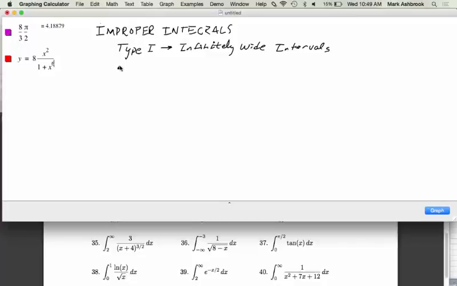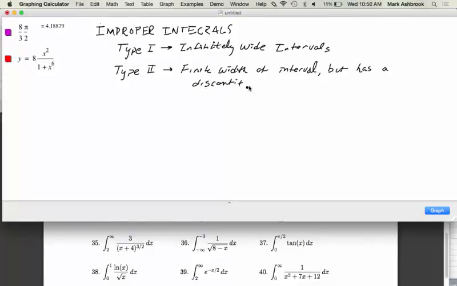So type two is a finite width of interval, but has a discontinuity within it. So do we just subtract the discontinuity? It's not. So we'll talk about it. These don't boil down to a one sentence answer. Okay, and that discontinuity is a vertical asymptote somewhere in the interval.